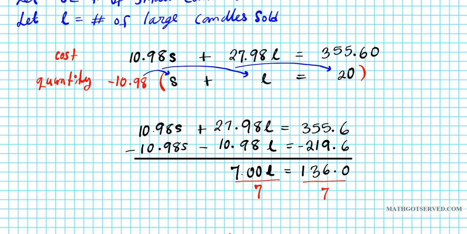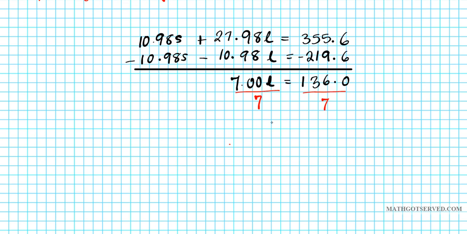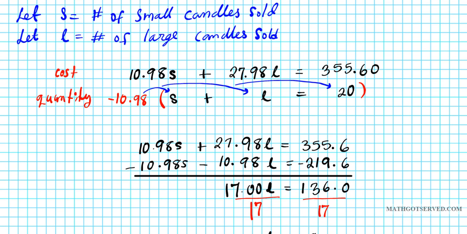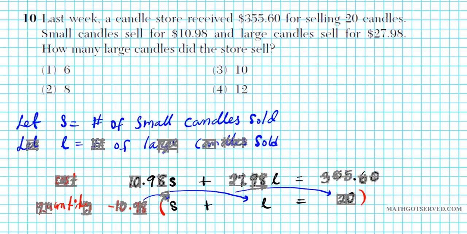So that we can get the total number of large candles sold. If you carry out the division, you end up with L equals... actually, this is not 7, this is 17. Yeah, 17. So that means you're going to divide both sides by 17, and when you divide that in your calculator, you end up with 8. So that's the total number of large candles sold. Final answer for number 10 is option number 2.